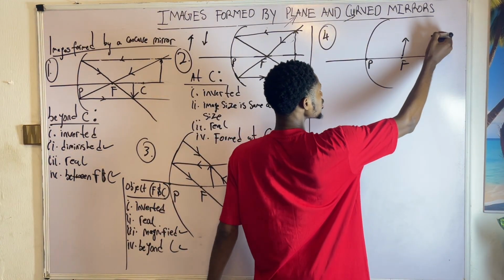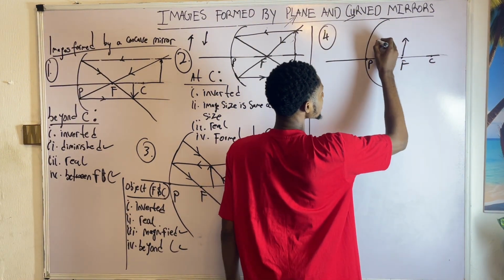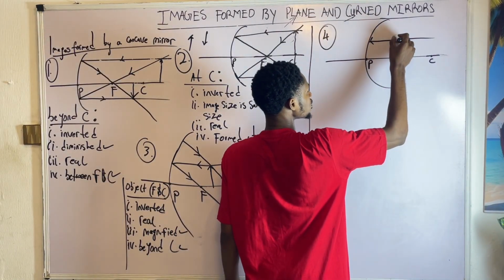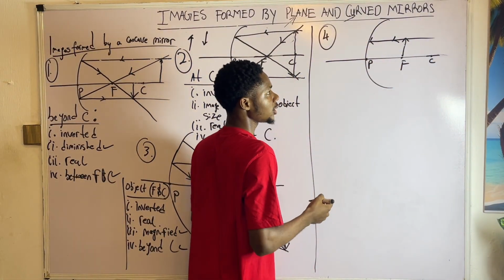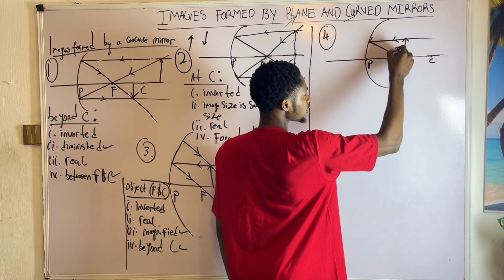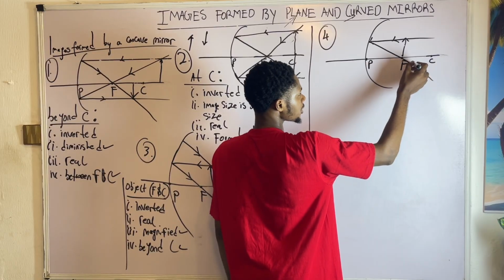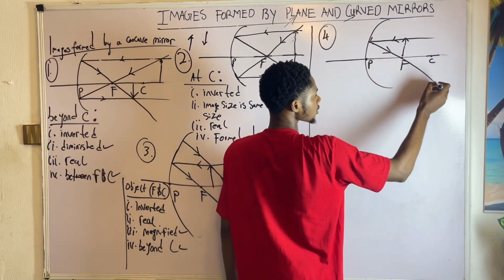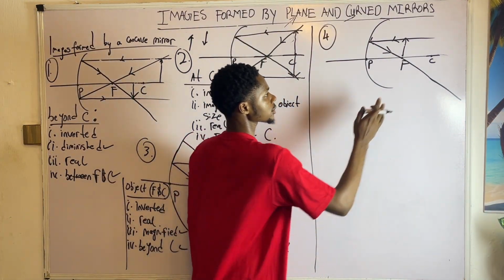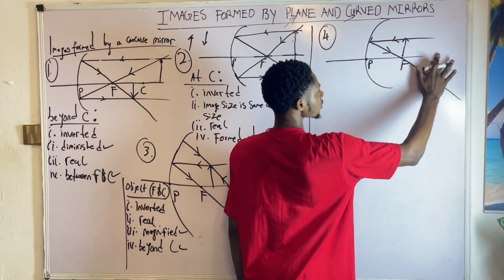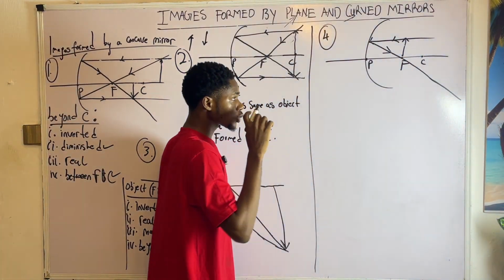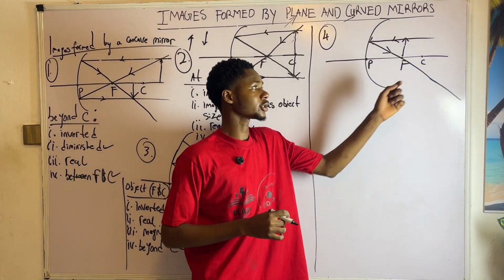Okay, so what we're going to do, we're going to pass a ray of light parallel to this principal axis. Look at it. Remember, it must touch the object. Okay, so as it passes through, remember the rule, it passes through the principal focus. What else? Okay, now what else do we notice? We don't form an image until we pass another ray of light.